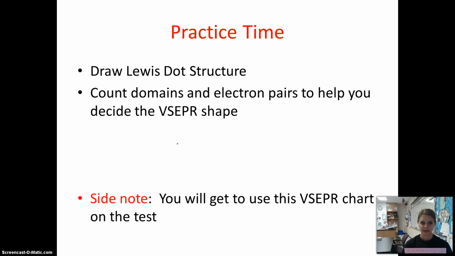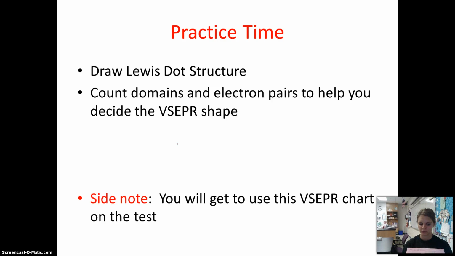We're on to practice time. Step 1, draw Lewis dot structures. Step 2, count the number of domains you have going around, the electron pairs. Decide are they bonding or lone pairs, and pick your VSEPR shape. I'm going to have you turn this in before the end of the hour just because I want to be able to see how you did, and we can talk more about it tomorrow. So we'll bring questions then.